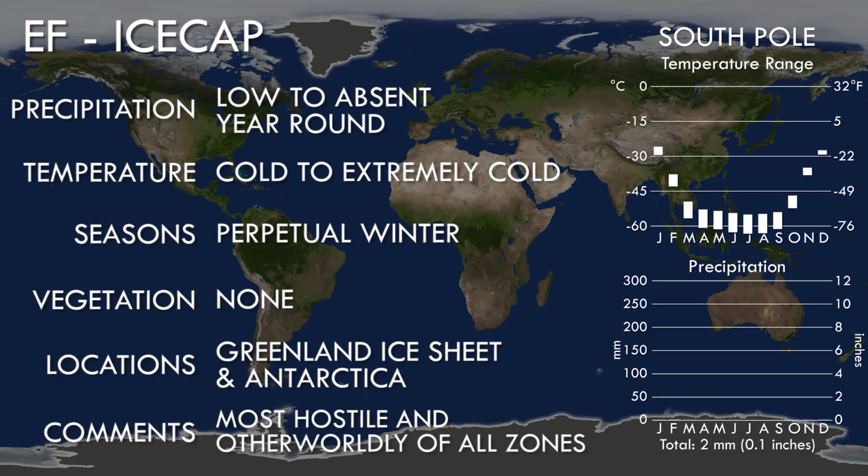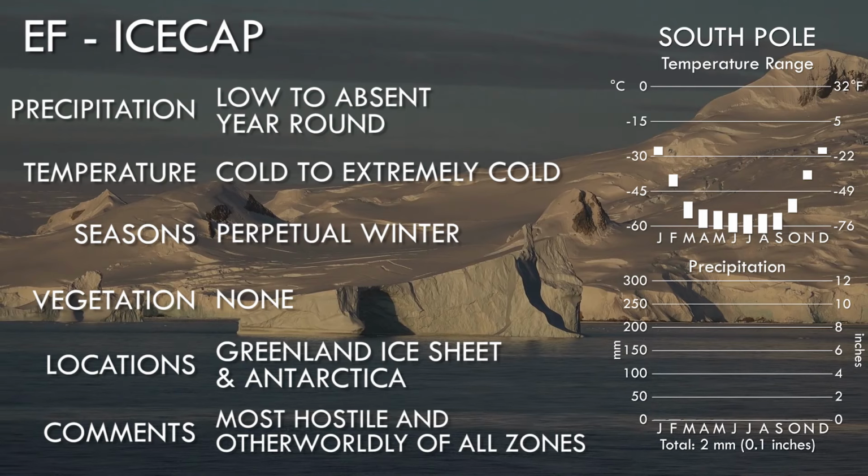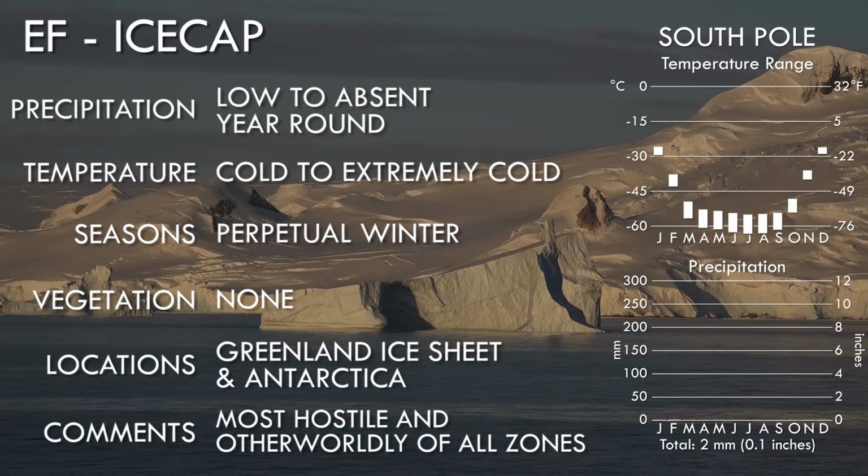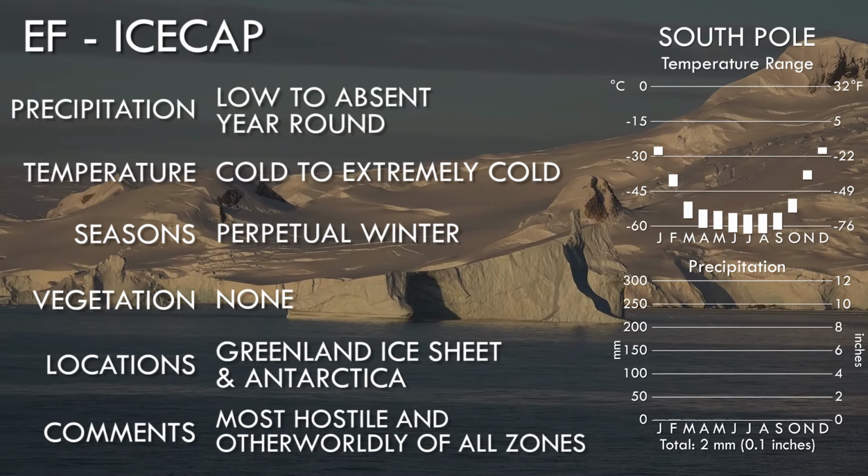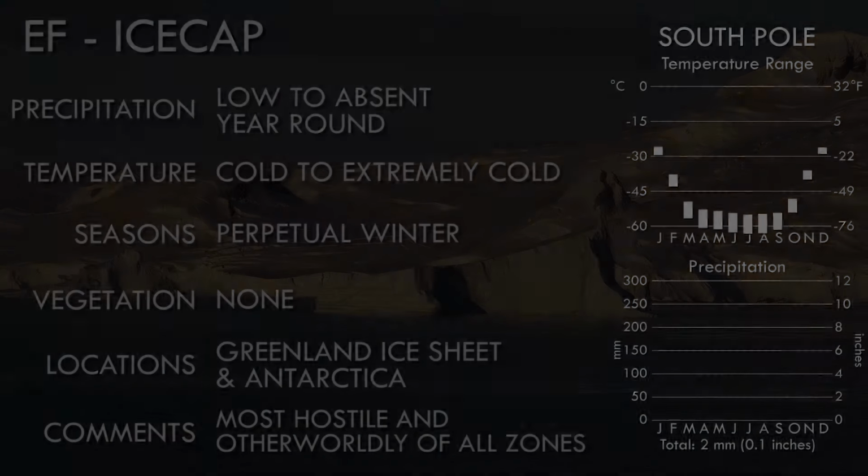EF. Icecap. Below freezing point all year round, these areas produce ice sheets several kilometers thick and are confined to Greenland and Antarctica. Nothing can grow in these harshest of conditions.